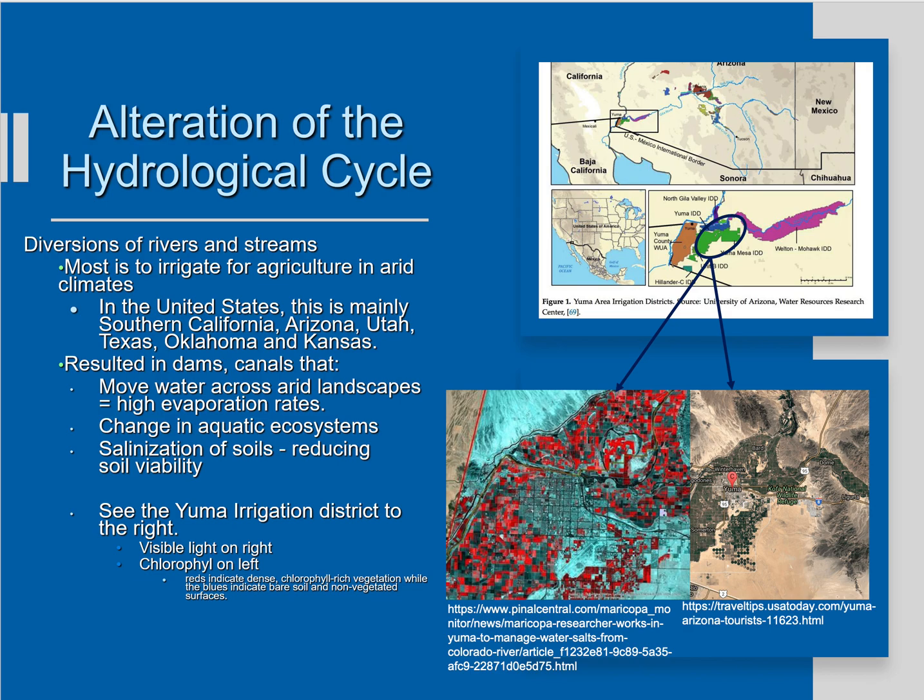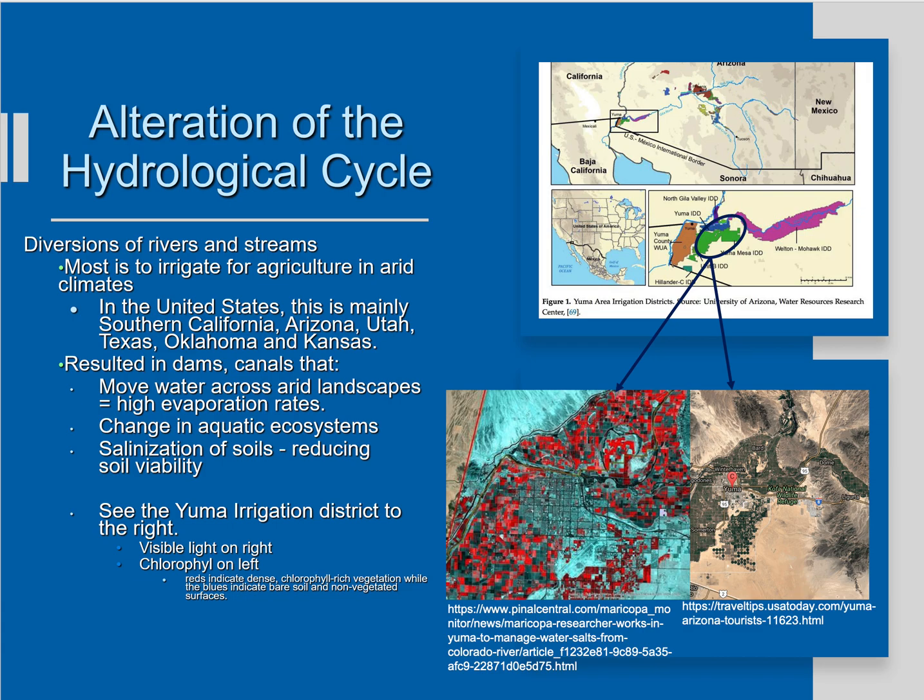The illustration provided here is part of the Central Arizona Project with the irrigation districts delineated in the little black box in that top slide. The Yuma Irrigation District is a pullout of two satellite images.